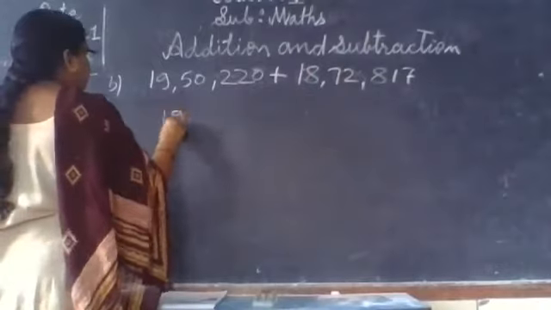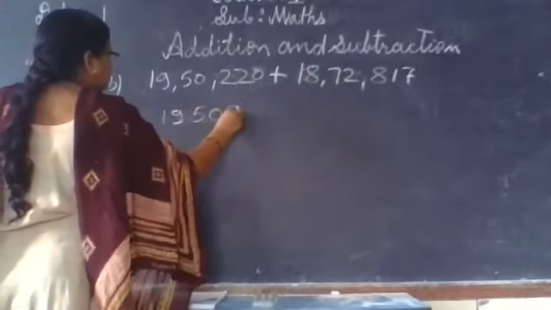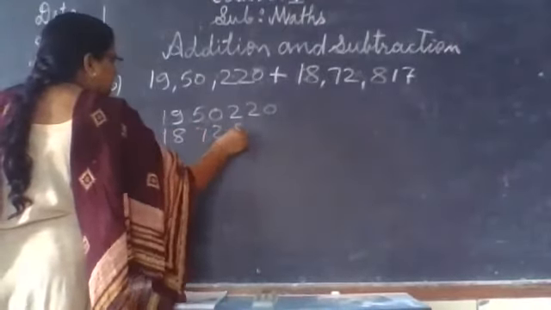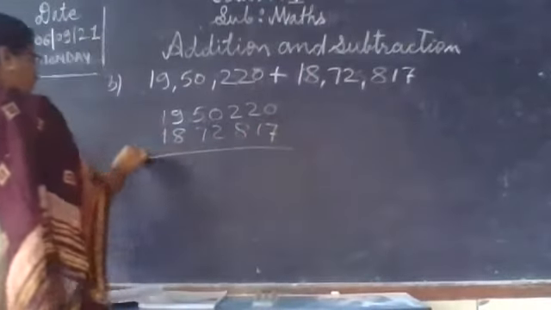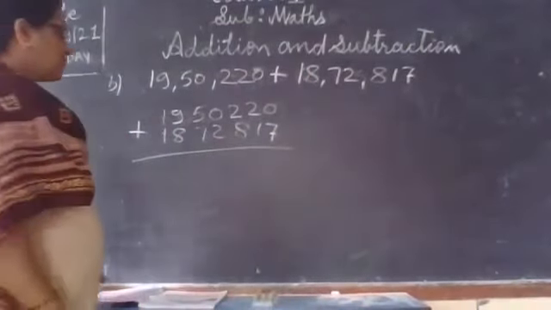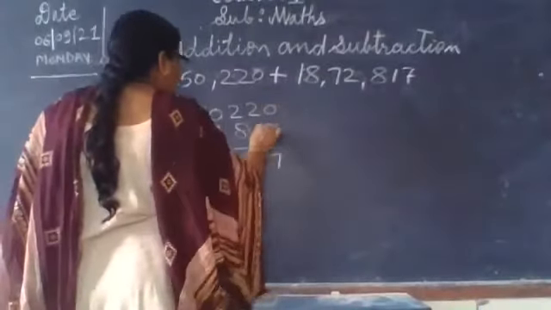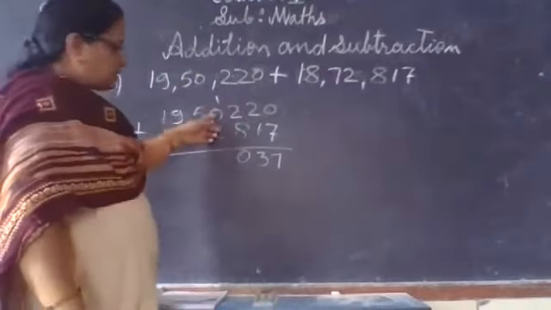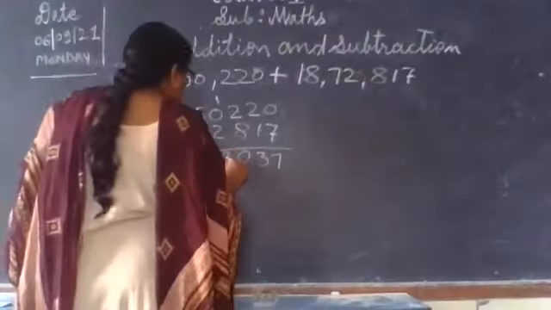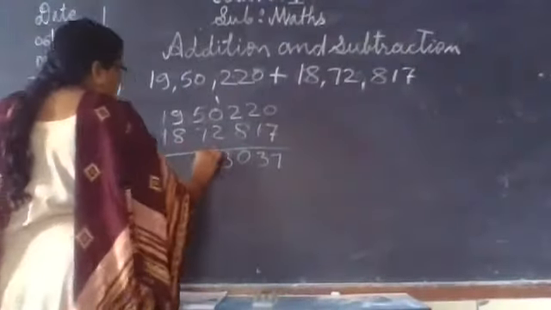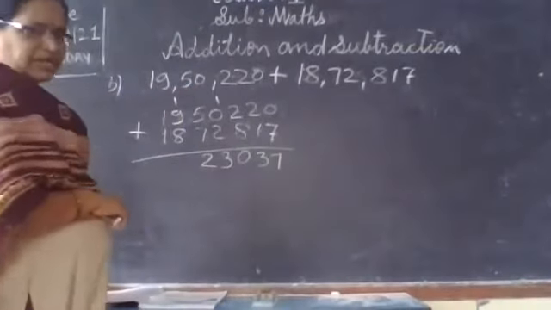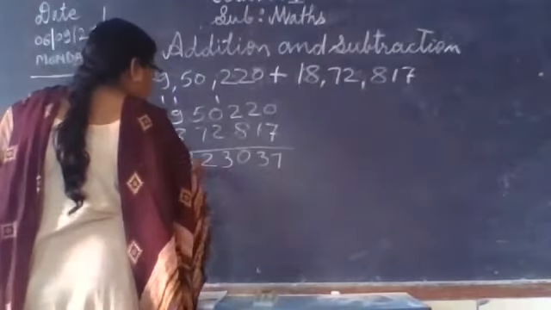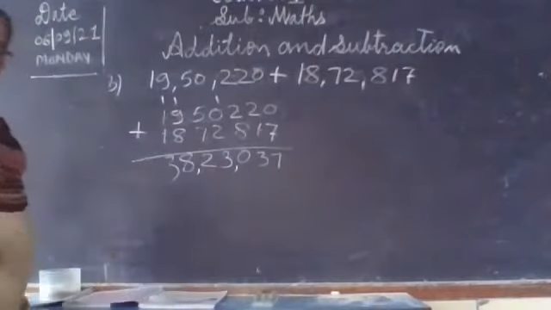Properly, vertically. Okay. So 0 plus 7, 7. 2 plus 1, 3. 8 plus 2, 10, carry over 1. 1 plus 0, 1. 1 plus 2, 3. 5 plus 7, 12. 9 plus 1, 10. 10 plus 8, carry over 1, and this. Okay.